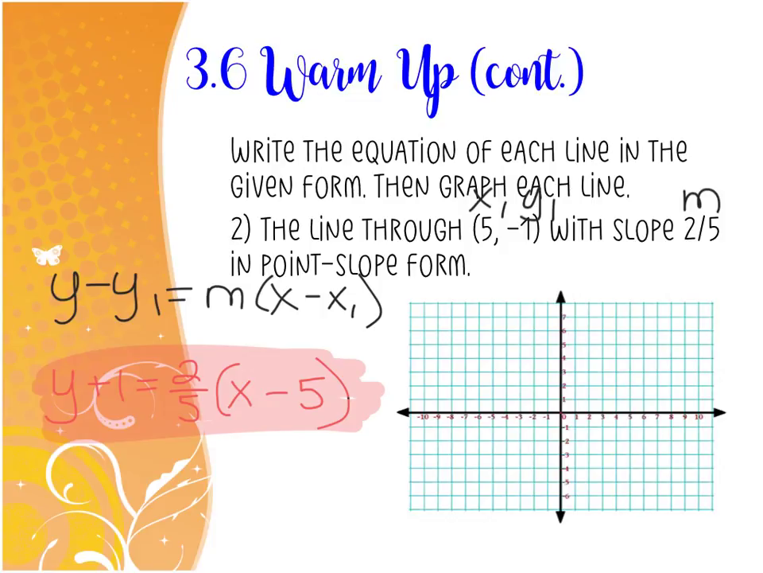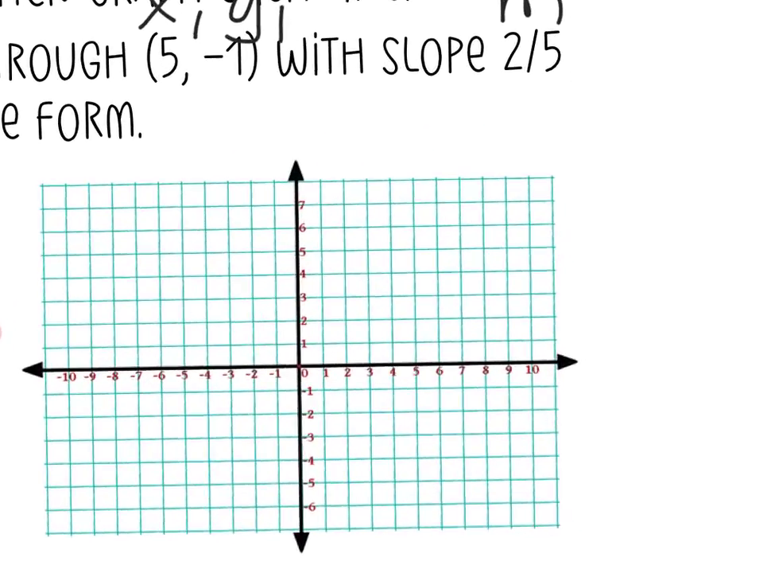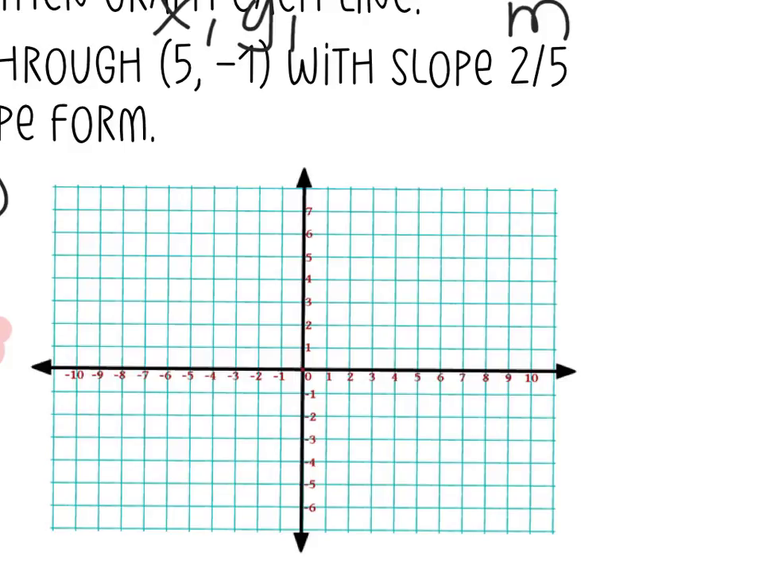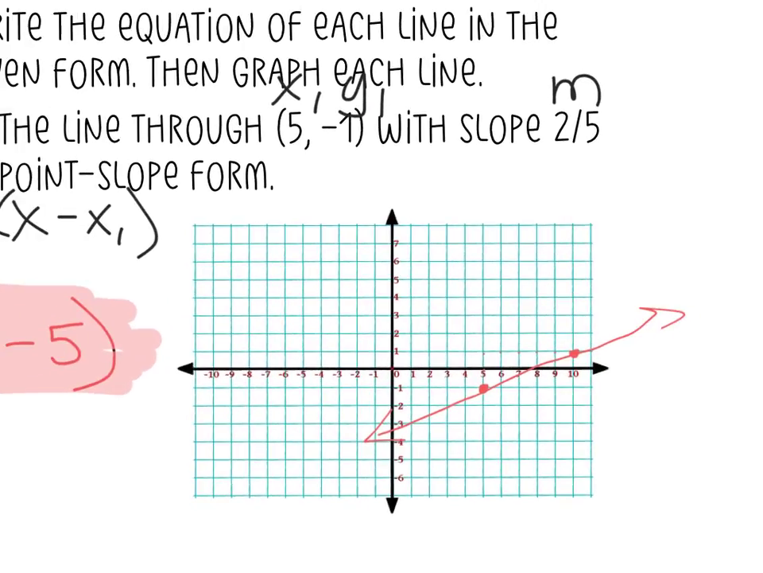Raise your hand if you got that one right. Okay, good. All right, and then to graph. So I'm given the point and the slope. Those are what I'm going to use. I start at the point, which is 5, negative 1. I go to the right 5 and down 1. And then my slope is 2/5, which means up 2 and to the right 1, 2, 3, 4, 5. You can keep going off your graph, or you can even reverse it and go down 2 and to the left 5. You'd still get the same graph.